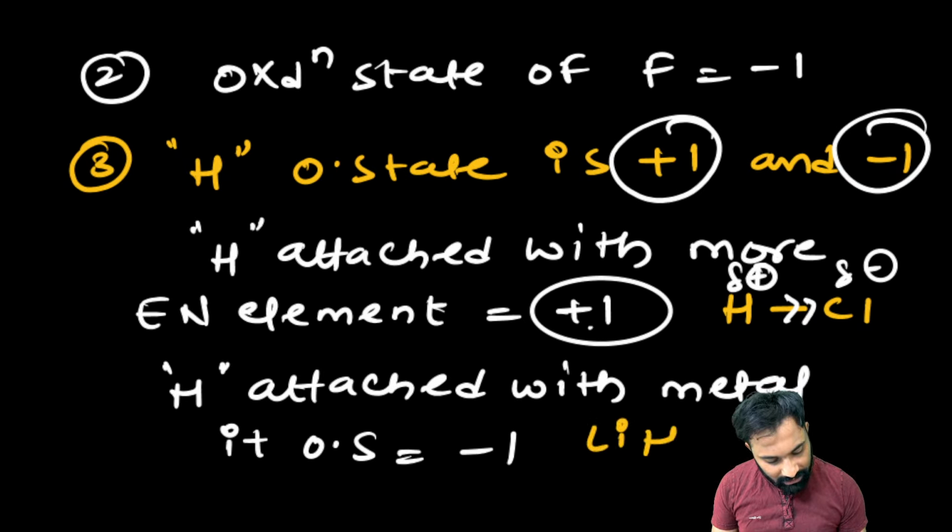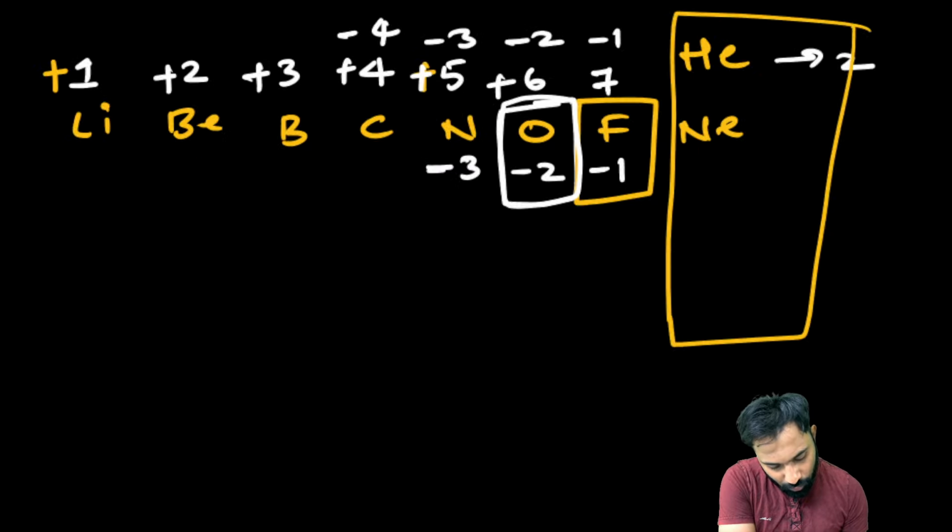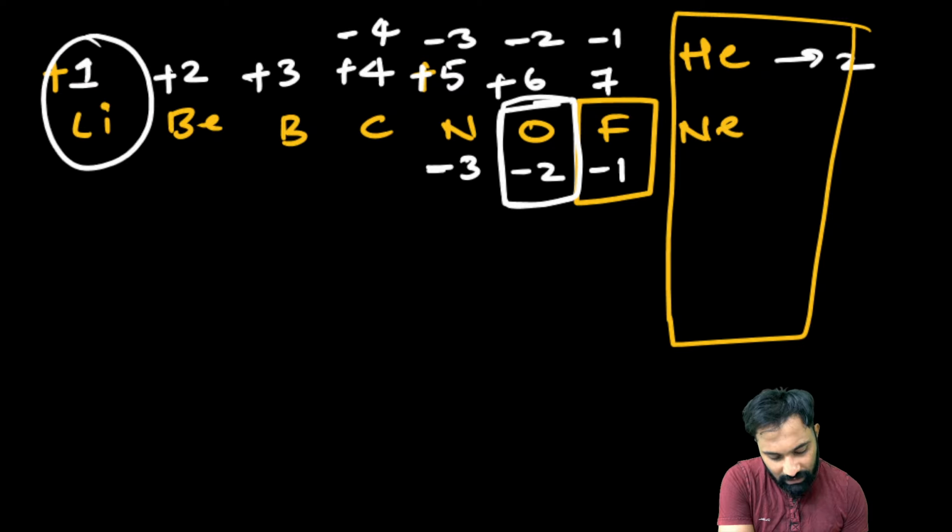Now see, when it forms a bond with a metal, as in a metal hydride such as lithium hydride, we know a metal will readily lose the electron because lithium comes under group 1. Group 1 metals will readily lose the electron. They will not readily gain the electron. When the metal readily loses the electron, the other atom should gain the electron, right?